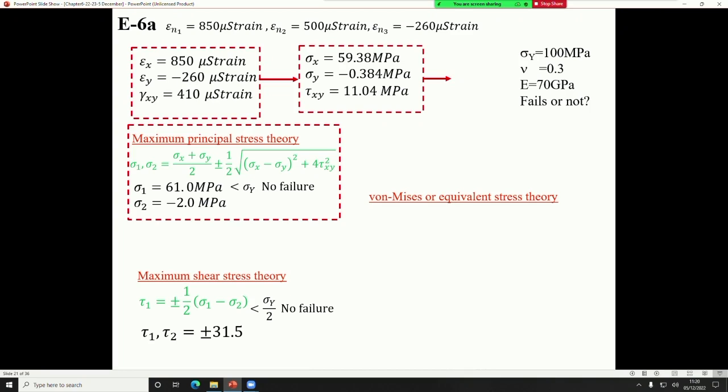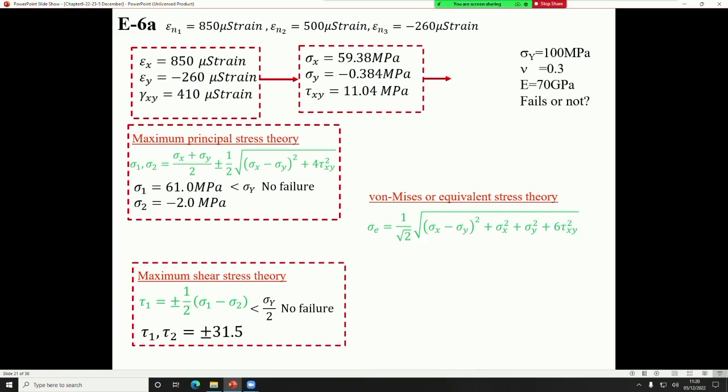And obviously it doesn't fail. What is sigma y over 2? It's the maximum shear stress in simple tension. I showed you why it is sigma y over 2. So sigma 1 minus sigma 2 divided by 2 is less than sigma y over 2. In that case, it's plus or minus 31.5, and it's not failing. The von Mises, or equivalent stress.